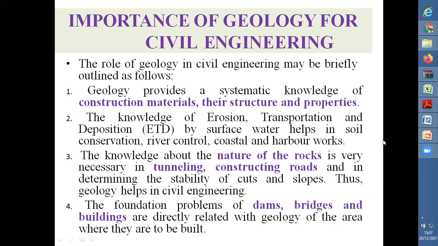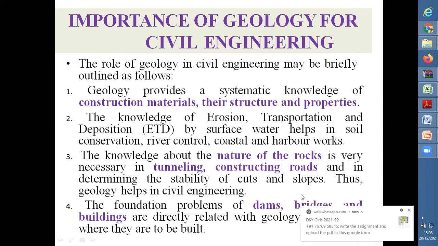Basically, a civil engineer's life is always with construction materials. Generally, we use different types of construction materials in our field. So can anybody tell me which are the important construction materials we use in construction? Which are the different construction materials? Very simple question. Brick, cement. Yes.